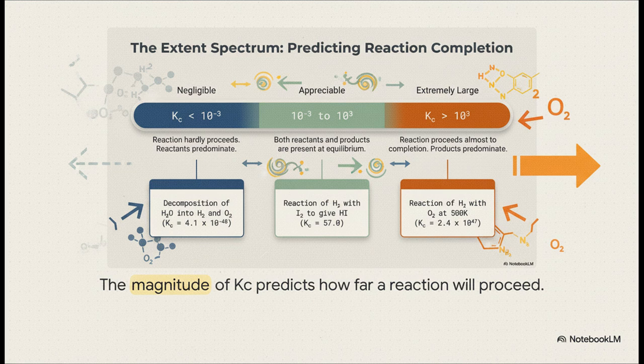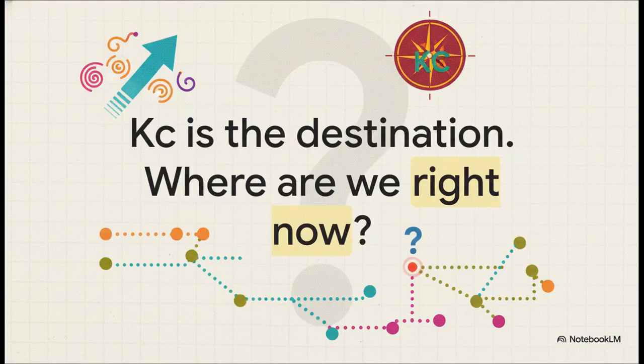Now here's where it gets really powerful. The actual size of Kc tells us how far the reaction's going to go. If Kc is super tiny, like less than 10 to the minus 3, the reaction basically doesn't happen. It's negligible. If Kc is huge, we're talking bigger than 10 to the third, the reaction goes almost all the way to completion. You're left with pretty much all products. And if it's somewhere in that appreciable zone in the middle, you're going to have a nice healthy mix of both reactants and products.